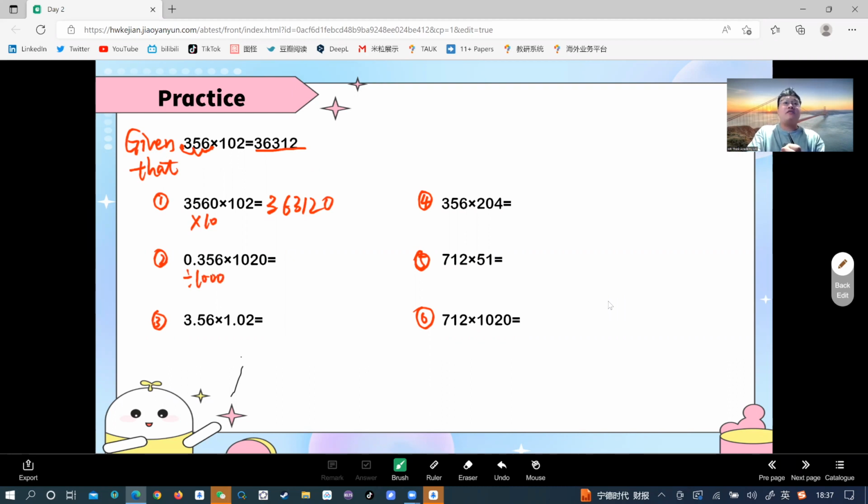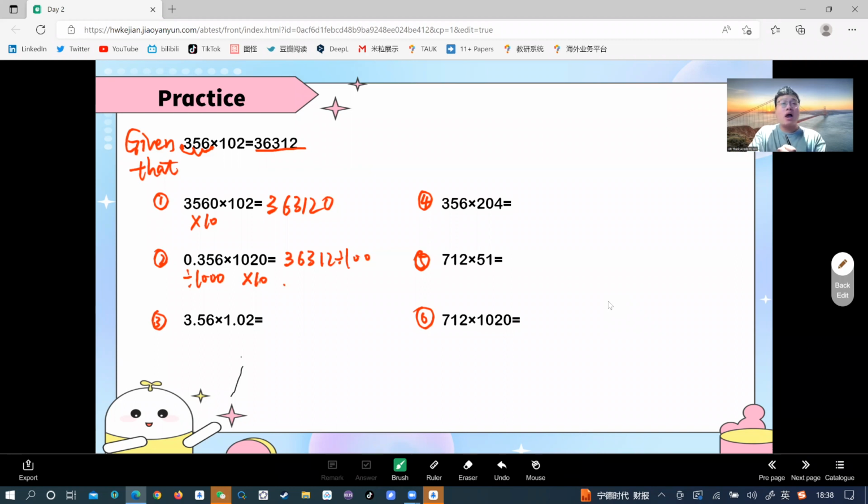Okay? And for another multiplier here, it's 102. And now it's 1,020, means we times by 10 to that. So if you divide by 1,000 and times by 10, what's the final result, everyone? So you need to divide by 1,000 and times by 10. So basically, you just divide by 100. Are we good? Yeah. So for the final result, it should be 36312 to divide by 100.